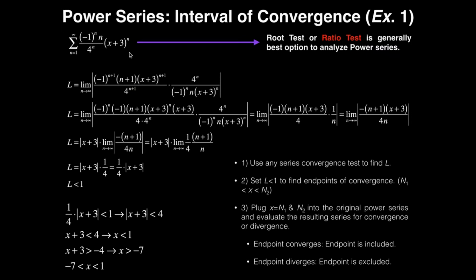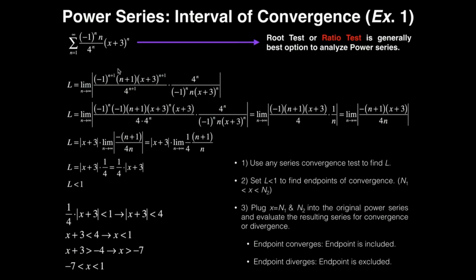Alright, so over here we have -1 to the n plus 1 times the quantity n plus 1. Then we have the quantity x plus 3 to the n plus 1 power divided by 4 to the n plus 1 power. And then we essentially just multiply it by the reciprocal of this argument of the power series. So times 4 to the n divided by -1 to the n times the quantity x plus 3 to the n power. And pretty much from here we're just going to do algebraic simplification.